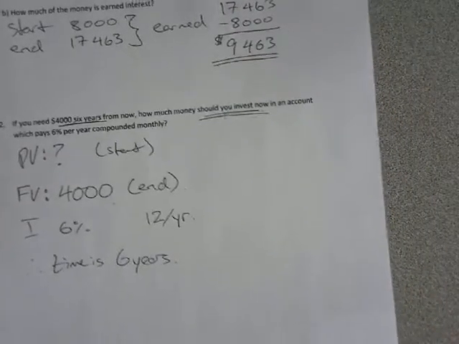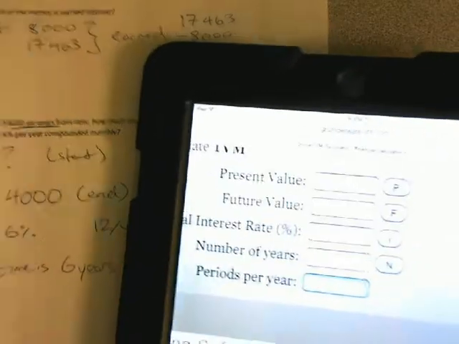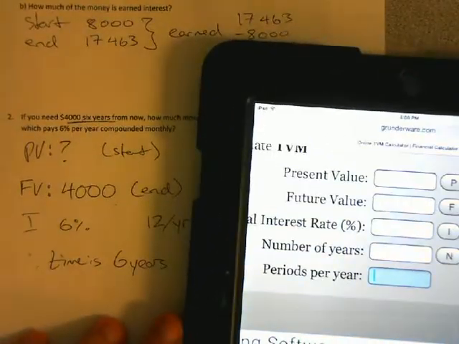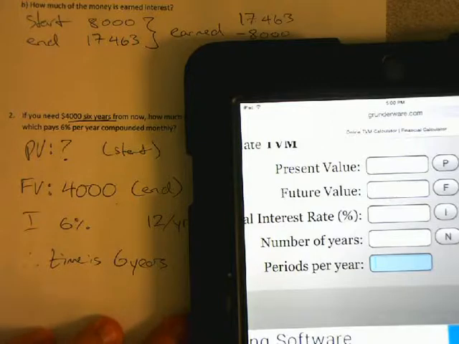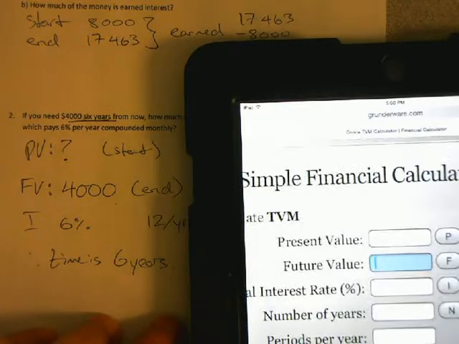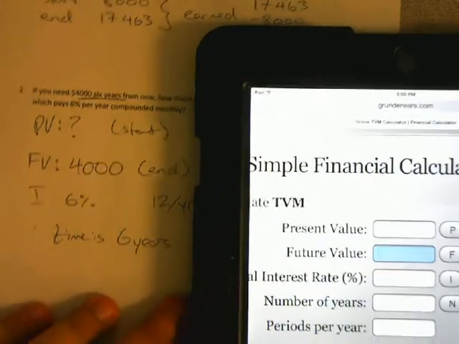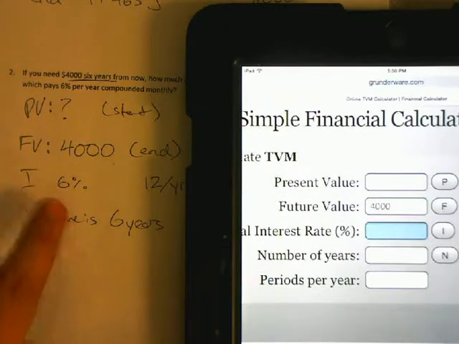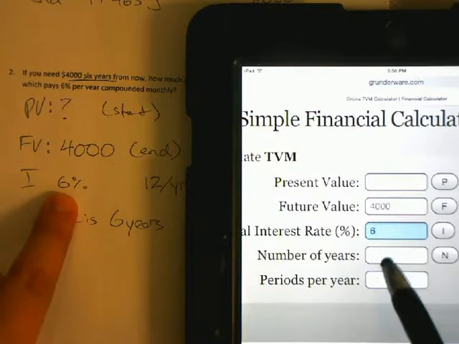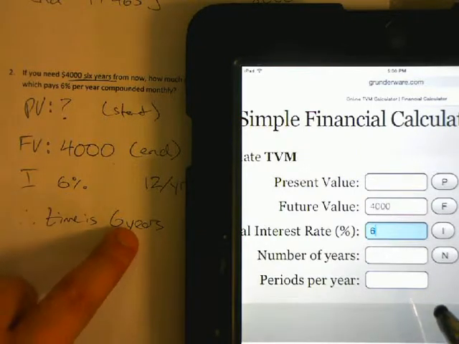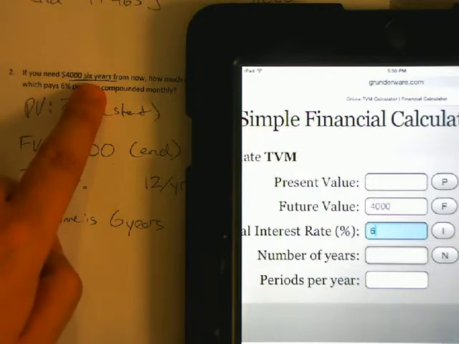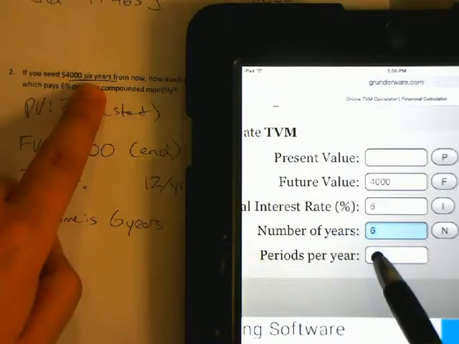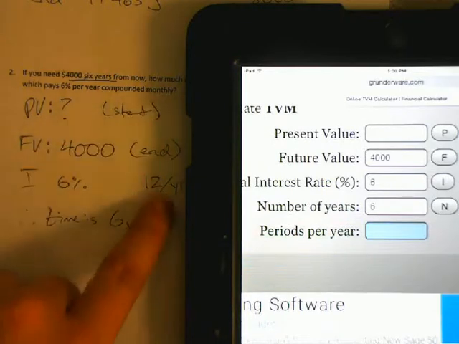Okay? So what I'm going to do is go again to my calculator and type in what I know. Well, present value, I don't know. I'll leave that blank for now. Future value, that I need to be 4,000. The annual interest rate that they're giving me is 6%. The number of years that I have is 6 because I wanted 6 years from now. So the number of years is going to be 6. And the periods per year is monthly, so it's 12.